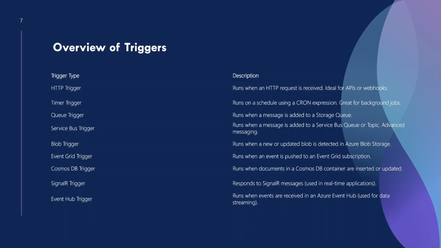You can queue up the tasks and let your function handle them one by one. Now we have the blob trigger, which runs when a new or updated blob is detected in Azure Blob Storage. Then there are triggers like Event Grid triggers and Cosmos DB triggers. If you are working with NoSQL and want to trigger logic on data changes, this is the way to go. Useful for syncing analytics or reactive programming. Event Grid triggers run when an event is pushed to an Event Grid subscription. Then we have SignalR triggers, which respond to SignalR messages, and the Event Hub trigger, which runs when events are received in Azure Event Hub, which is another service which reacts to events and is specifically used for IoT solutions.